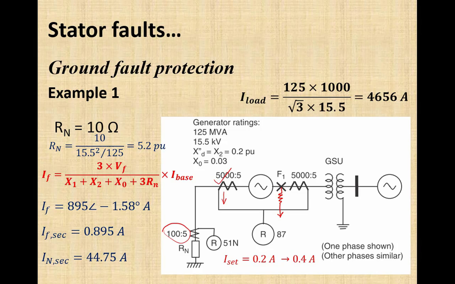Here in the neutral connected CT, we are getting 44.75 ampere in the secondary circuit. So if we use a time delay overcurrent relay with a setting of I set equal to just 5 ampere, this time delay overcurrent relay will get a fault current which is sufficiently higher than its set value of 5 ampere, at least 8 or 9 times. If the fault occurs through additional resistance, even then we get a sufficient value of current over here to be detected by this time delay overcurrent relay in the neutral circuit.